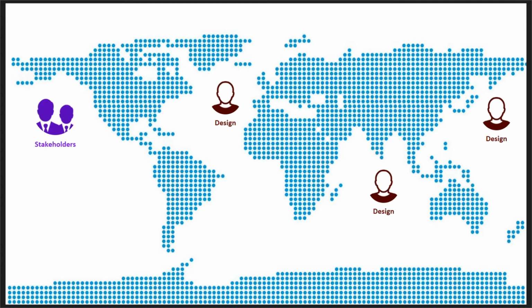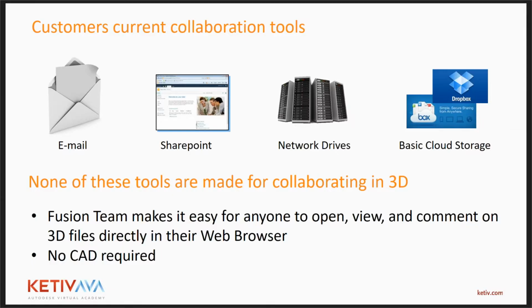Traditionally, things like this have been taken care of via email, sometimes via SharePoint, an extensive set of network drives, or something like a Dropbox or Box even to be able to store these files. Each of those different tools does have a different problem in our minds, right? But none of them are anything like Fusion Team or BIM 360 Team, right? So we've got email, SharePoint, network drives, and some cloud storage traditionally here at the top of the screen.